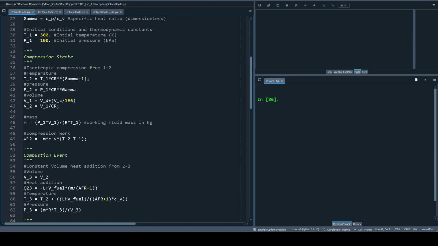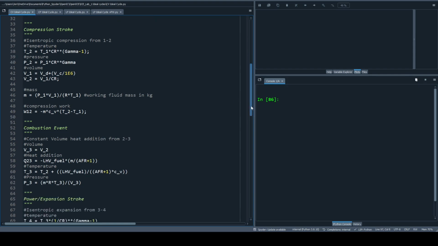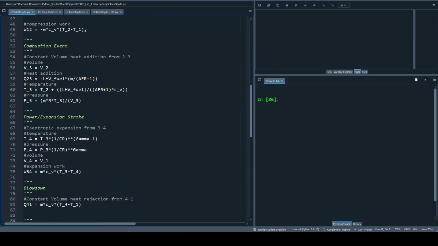We start out with a compression stroke, get temperature, pressure, and volume. We use the ideal gas law to find the mass of the whole mixture, and then use the specific heat equation to find the work. Moving on to the combustion event, volume 3 is equal to volume 2, so it stays constant. We find the heat input, we find the temperature rise from that heat input, and then calculate the pressure because of that.